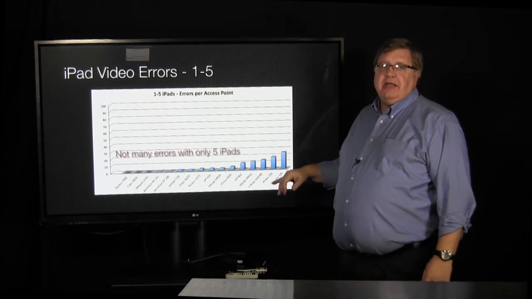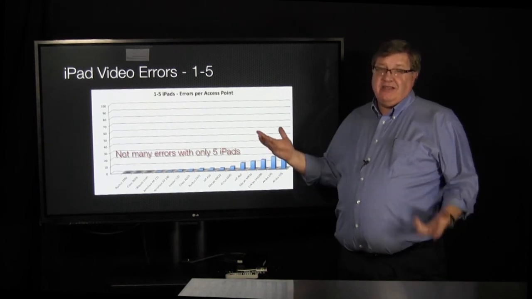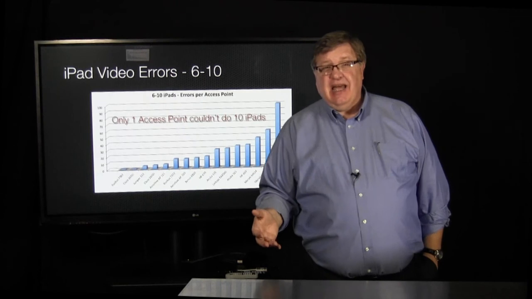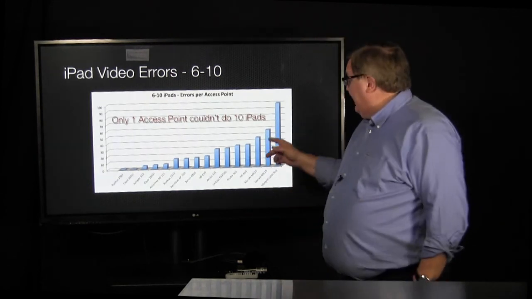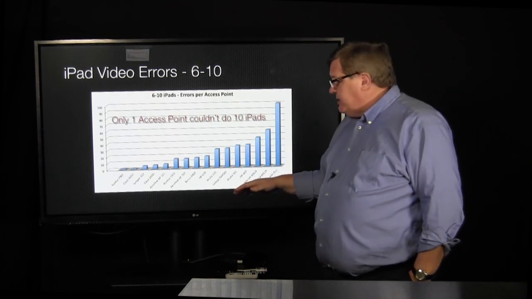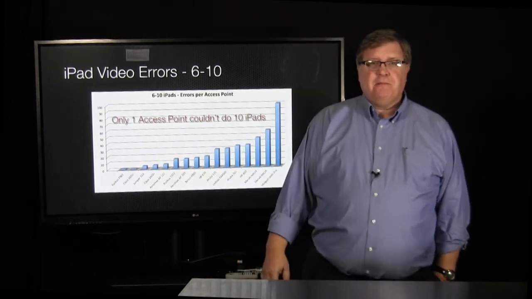And 20 errors, could be 2 dead out of 5. That's not good. But most of them did a really good job. As we moved up to 6 to 10, now only 1 couldn't handle it. The rest could handle 10 fairly good, some with more errors than others, and some looking pretty good over here.